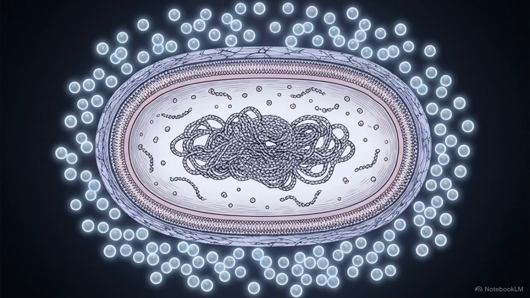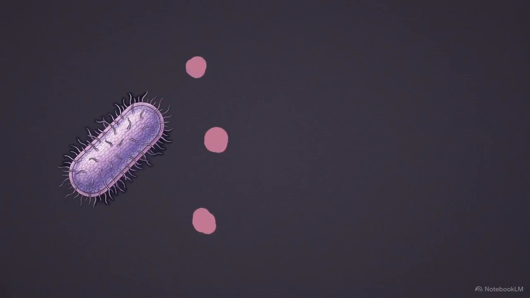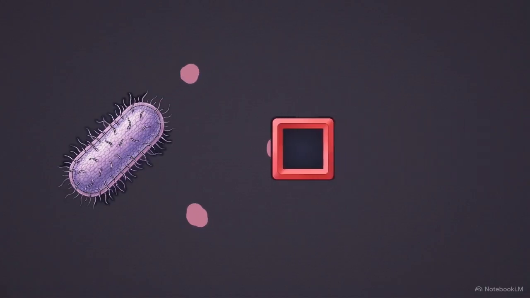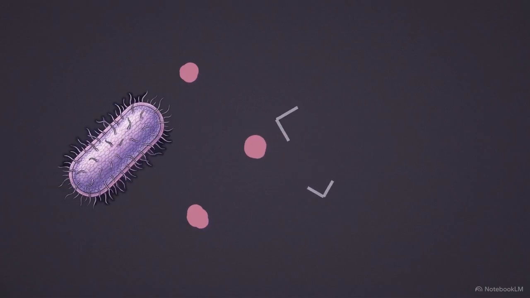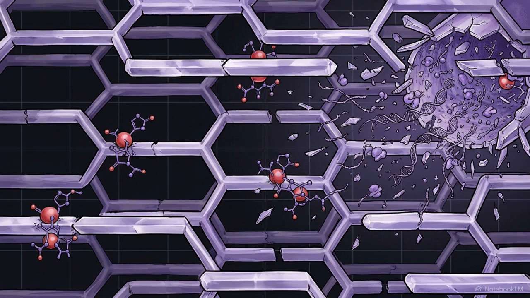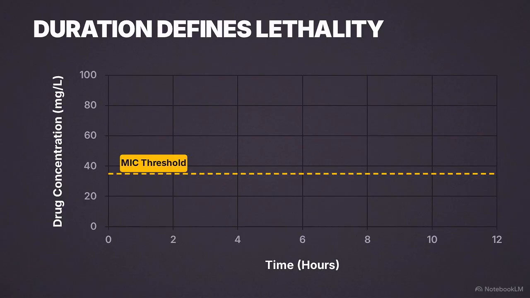In response, bacteria have evolved a direct countermeasure. They secrete beta-lactamase enzymes that physically cleave that critical 4-member ring, rendering the drug entirely useless. Clinically, beta-lactams act as time-dependent bactericidal killers. To be effective, the free drug concentration in the patient's body must remain above the minimum inhibitory concentration, or MIC.